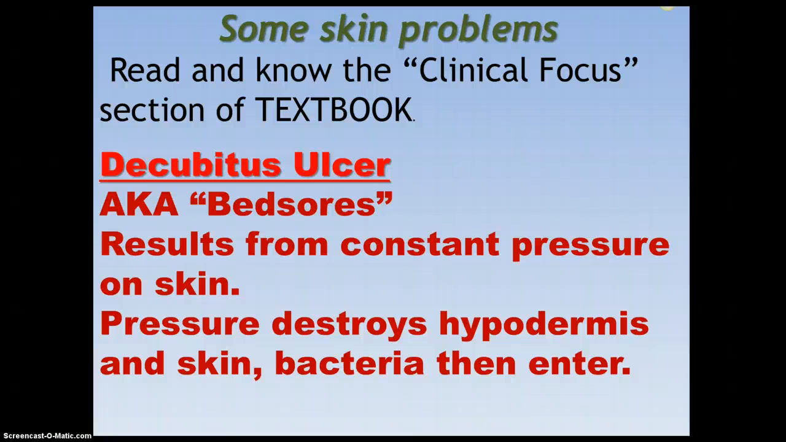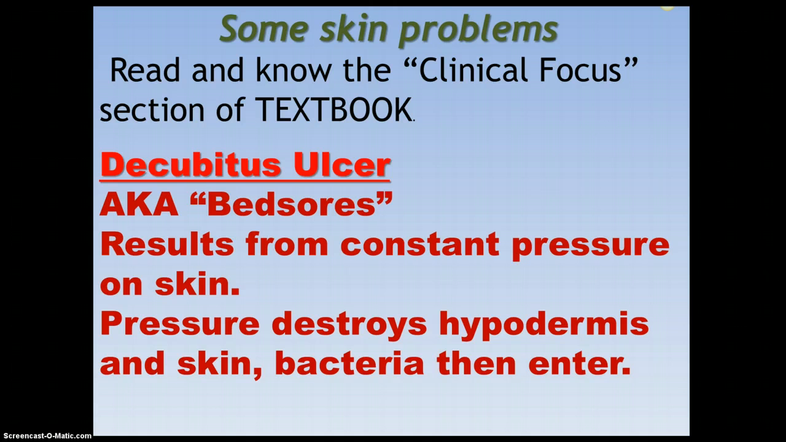Not next slide. Back to skin problems. All right, decubitus ulcer. Read your textbook, look at the clinical focus. There's a lot of good information there. It goes into much more detail than this, but this is the basics again. Decubitus ulcer is basically an ulcer of the skin where it debrides, the skin comes off. We call them bed sores.